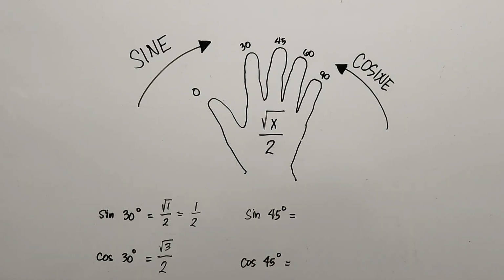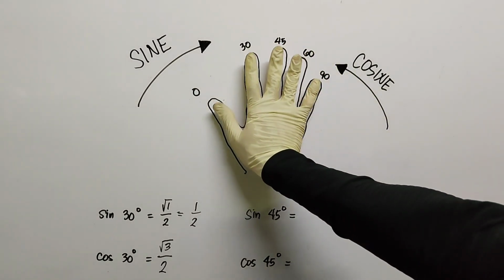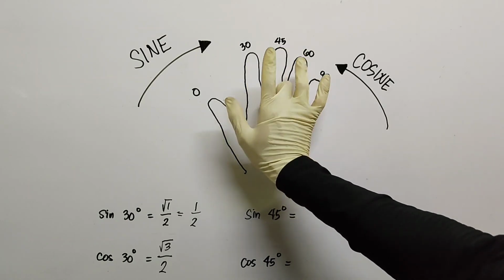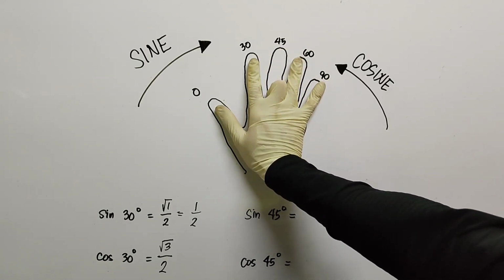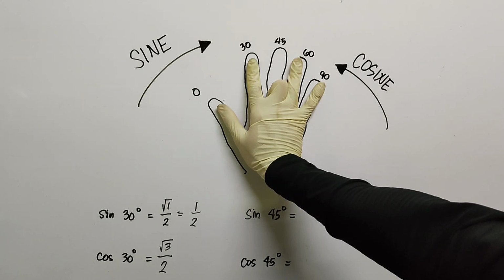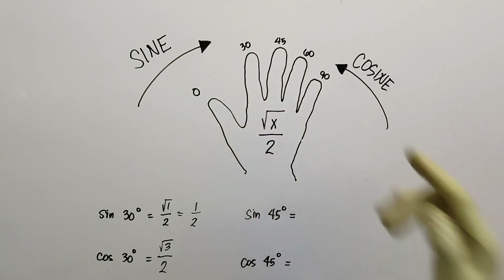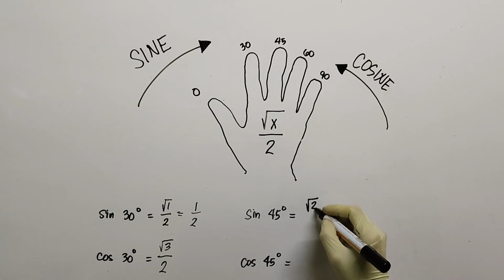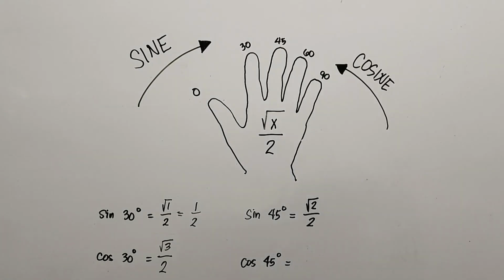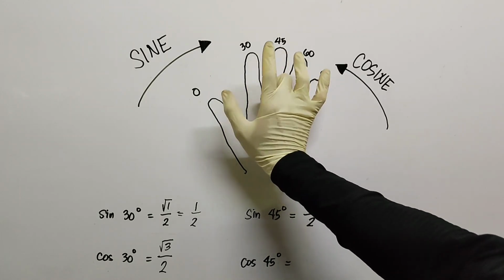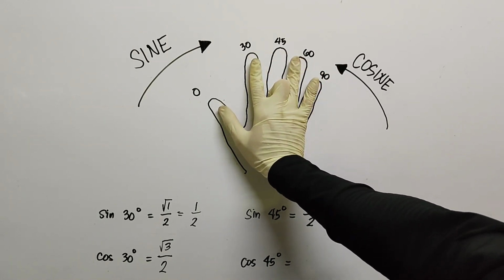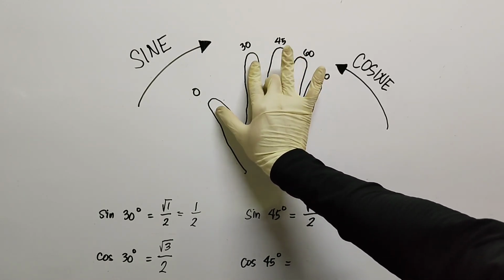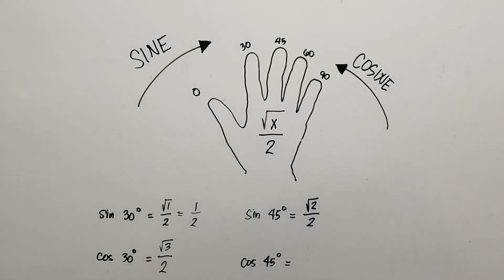Let us proceed now to sine 45 degrees. The 45 is the middle finger, fold the middle finger. The sine is from the left. How many fingers do we have? 2. So, just copy square root of 2 over 2. And for the cosine, it is from the right. How many fingers? So, we have this one, 2. So, the cosine 45 is also square root of 2 over 2.